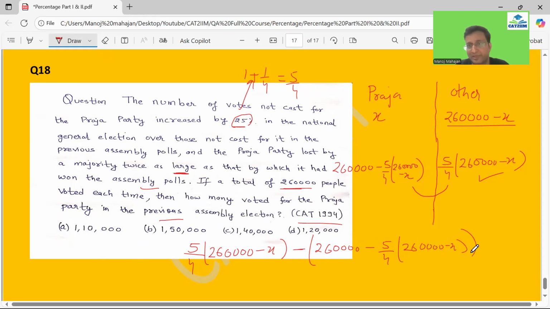So that's why the option-based approach is very, very important, right? So this difference they are saying is what? Twice of the previous. So twice of what? If I look over here, the previous one, Prajapati has won. So X would have been on the higher side. So X minus this. That's what we have to do.